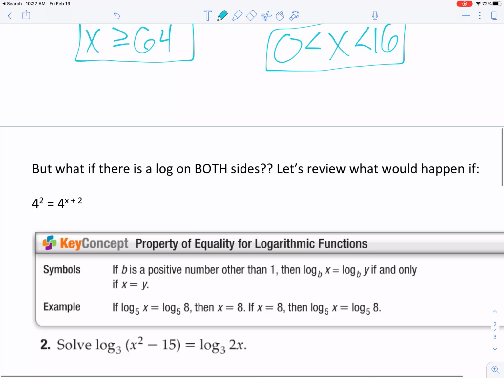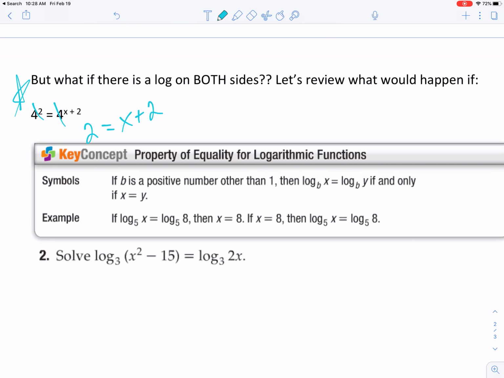Now, what happens if there is a log on both sides? First of all, when I had an equation like this, the bases are the same, so those canceled. 2 equals x plus 2. That was pretty easy to solve. Well, it's the same thing for logs. If you have a log on both sides and there's nothing else on each side, it's just that log, your logs can cancel. Again, only if they have the same base, though, and this time they did. And for today, they should always be the same. We'll explore later what happens if they aren't.